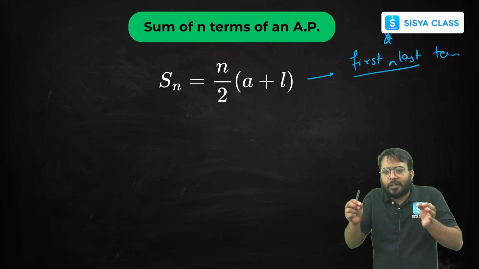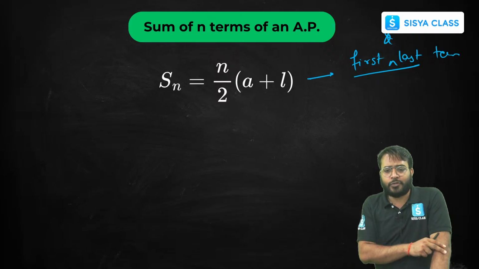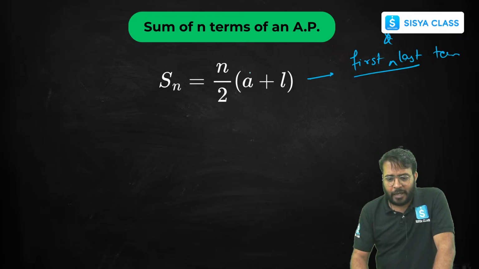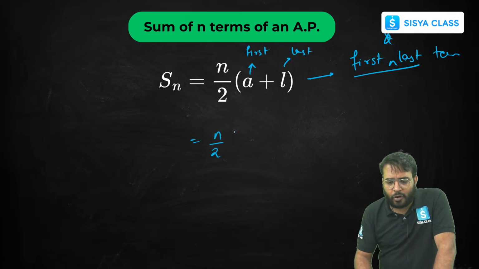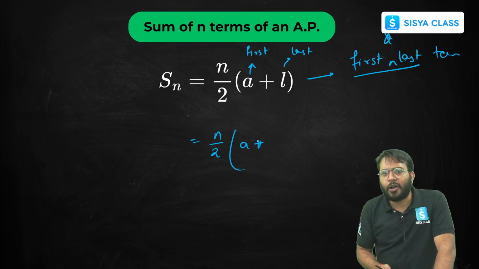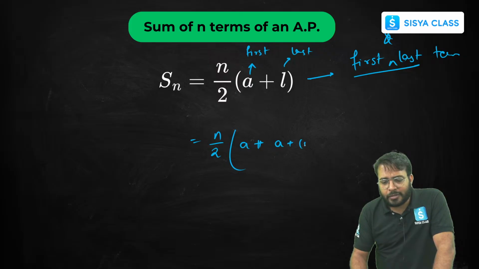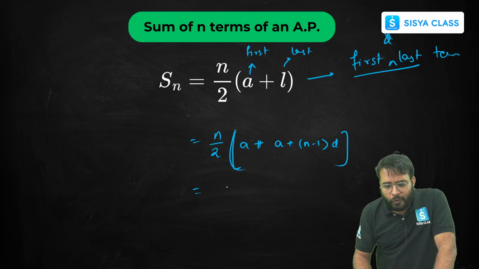Okay, in order to add all the terms of your sequence, you are going to add n by 2 into a plus l. Here a is your first term, and l is your last term. Now if I solve this a little bit, a means a, and what is your last term? The last term is nothing but your nth term, so this is a plus n minus 1 into d. And that's why the same formula is also written as n by 2 into 2a plus n minus 1 into d.